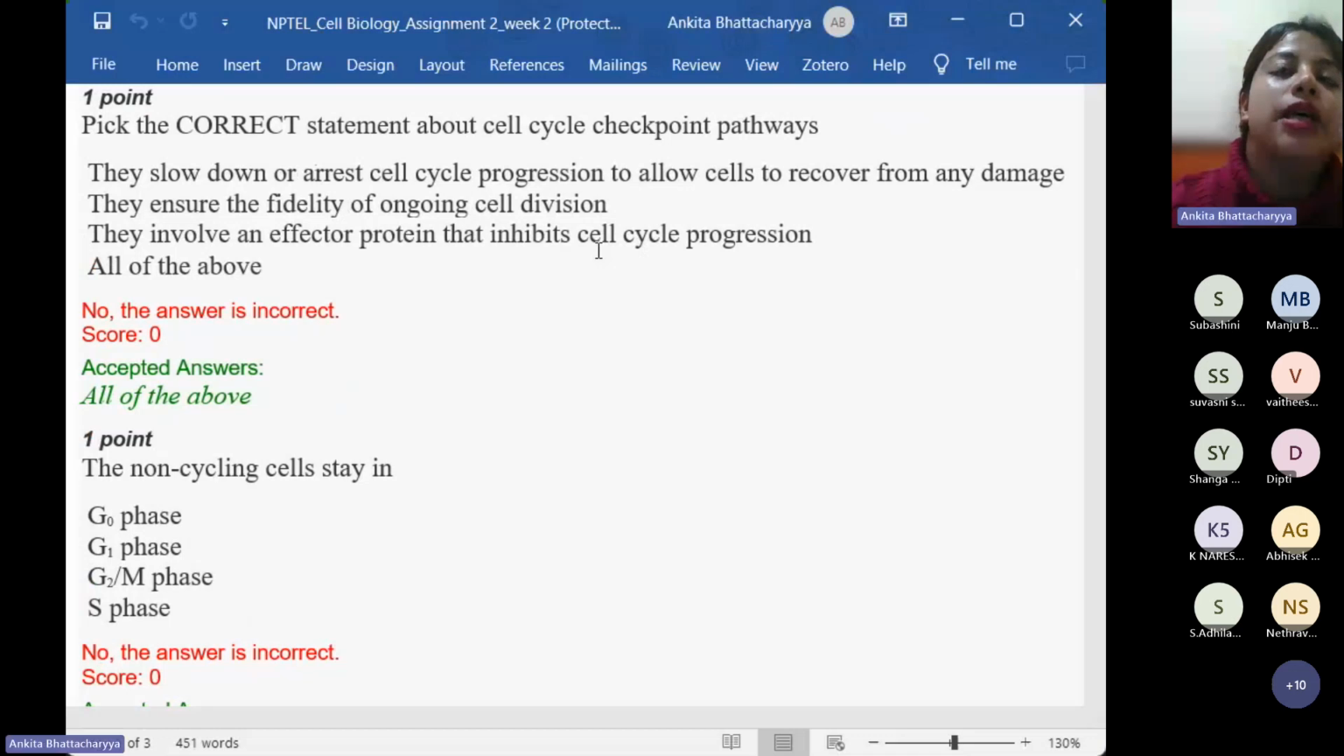It means correctness of replication, or it is making sure that whatever information was there in cell 0 is being carried to cell 1, 2, 3, and 4, and that there is no error on the cell's part. So it is ensuring that cell division is occurring accurately without any errors. Let's just call it an error-free replication or error-free division. That was option B. Then option C is that cell cycle checkpoint pathways involve an effector protein that inhibits cell cycle progression. Of course, this is true.